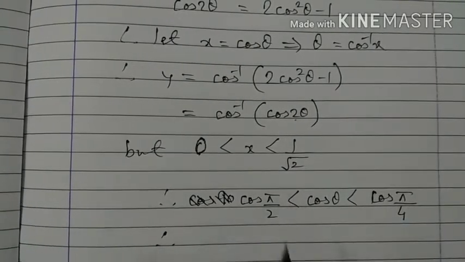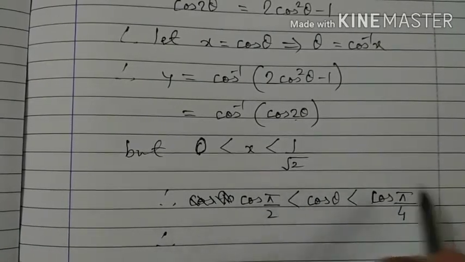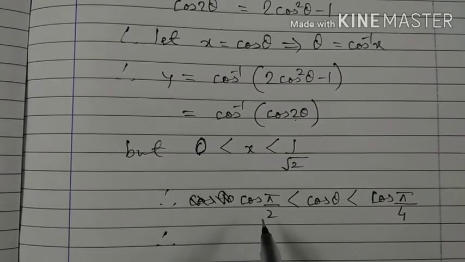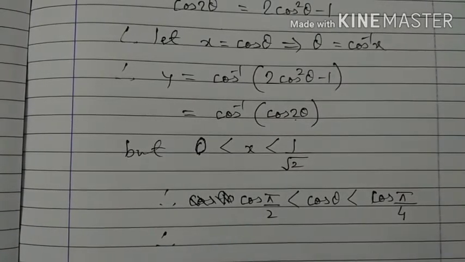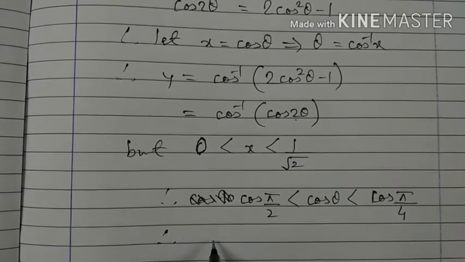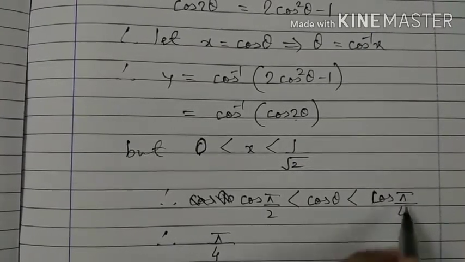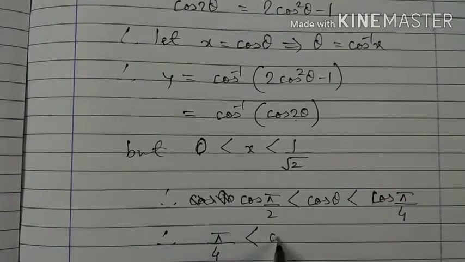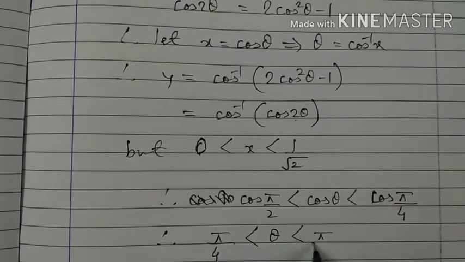So these values are in first quadrant, right? In first quadrant we know that cos function is decreasing. So as it is a decreasing function, the inequality is to be reversed. So without cos we can write first pi by 4, writing the right side value on the left side. So pi by 4 less than theta less than pi by 2.